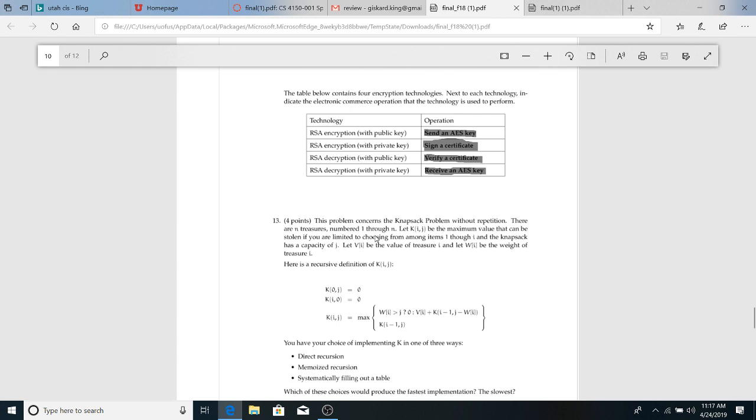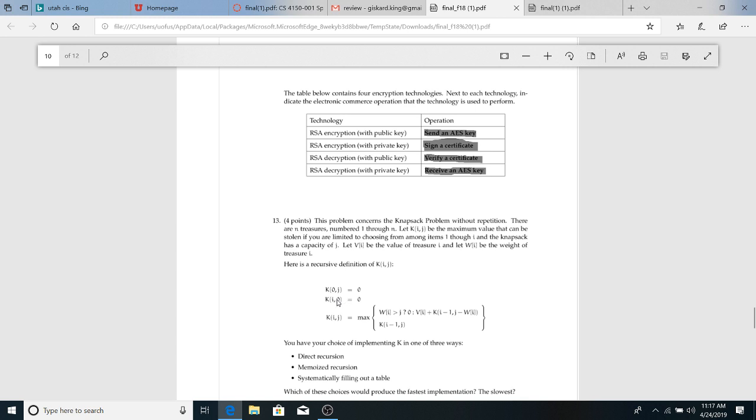So K of I is the maximum value that can be stolen. This is what you're trying to maximize. You're trying to maximize what K is. And I believe I is the item you chose, and J is the capacity. So if you don't pick any items, you're not going to have any gold. If you don't take anything, you're going to have 0 cost.